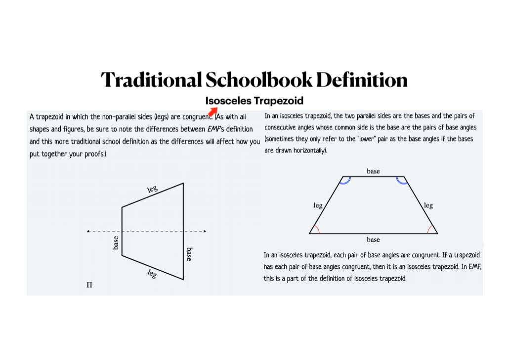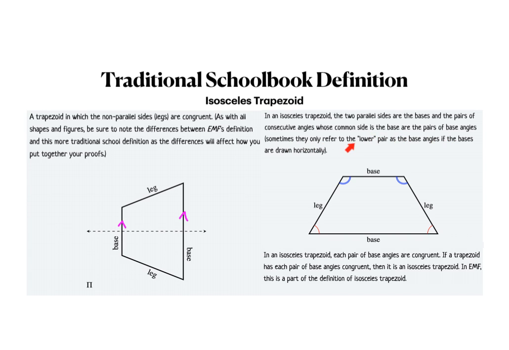A special trapezoid is an isosceles trapezoid: a trapezoid in which the non-parallel sides, or legs, are congruent. So if we look at this figure here, we have different pieces. We have bases, those are the parallel sides, and then in addition, the non-parallel sides we call legs. In an isosceles trapezoid, the legs are congruent. In an isosceles trapezoid, the 2 parallel sides are the bases, and the pairs of consecutive angles whose common side is a base are a pair of base angles.